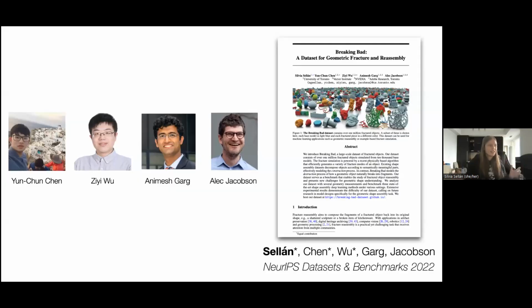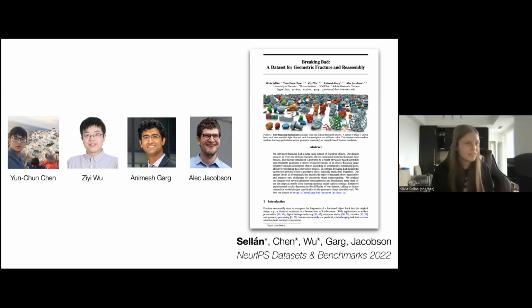But there's a very satisfying feeling to seeing things come together, right? And this is a project that's exactly about that, putting things together. So for this latest project, we teamed up with students Yunxun Chen and Ziyu Wu from the robotics department and their advisor, Professor Animesh Garg. And we looked at how we can use our fracture modes to put things together.